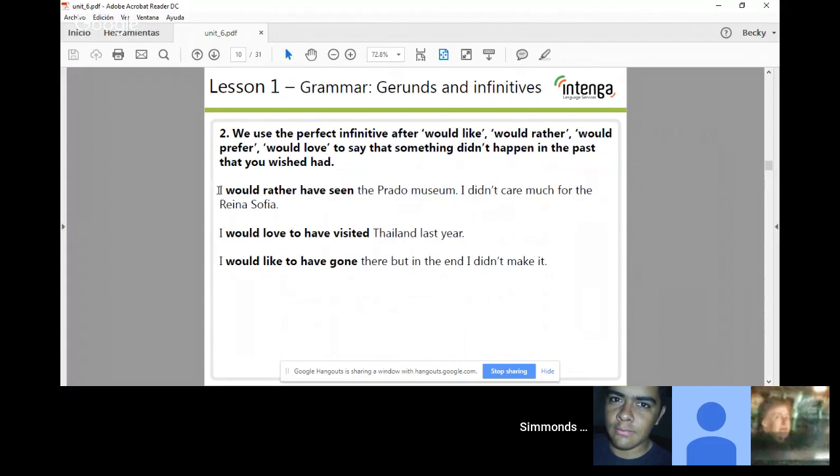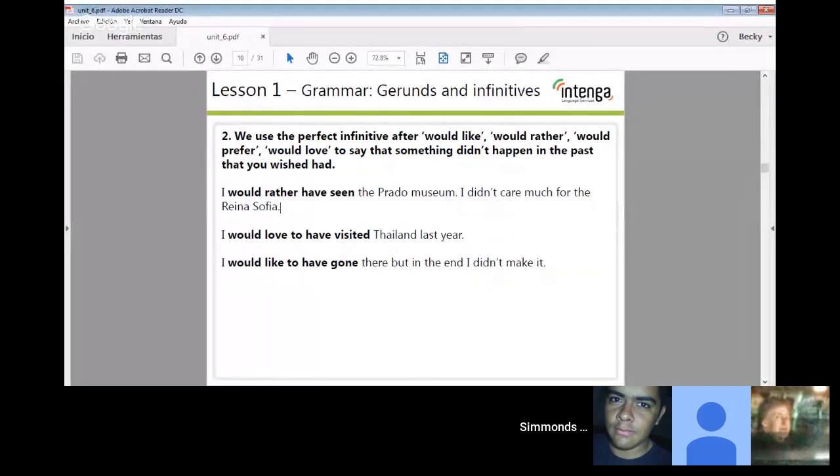So, for example, I would rather have seen the Prado Museum. I didn't care much for the Reina Sofia. Extra point for the people who know where these museums are today. So I just want to talk about this first sentence. Do you have any questions? Do you understand? What questions do you have?